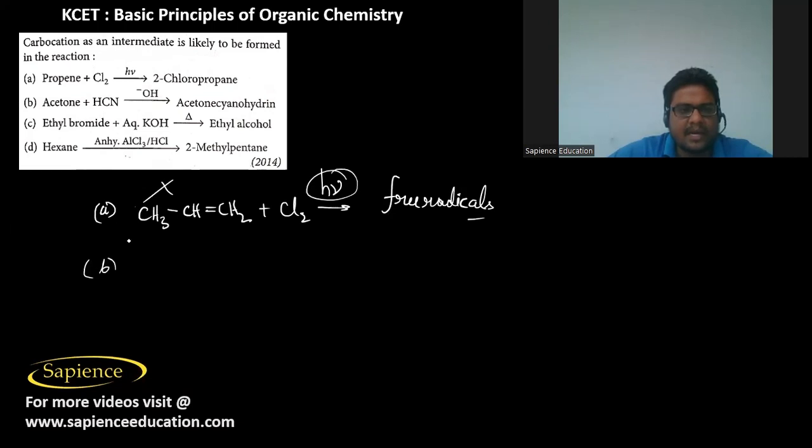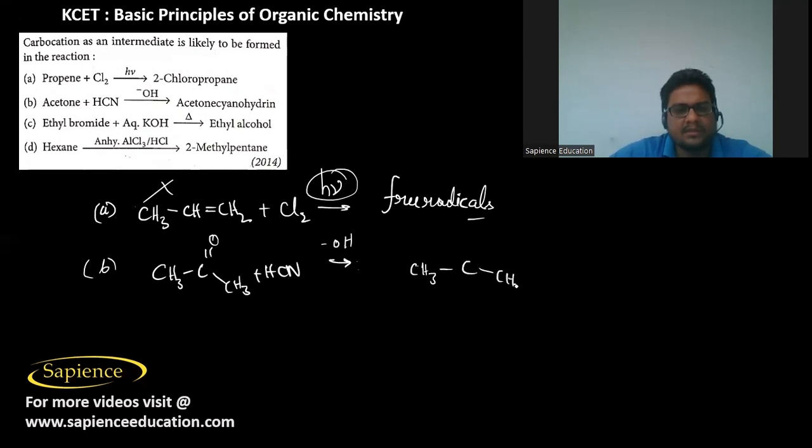So in B, acetone, which is CH3COCH3, reacts with HCN. Here also, HCN, and then OH, in the presence of OH, acetone cyanohydrin is formed, which means CH3, CH3, then CN, then OH. Here also carbocation is not formed.